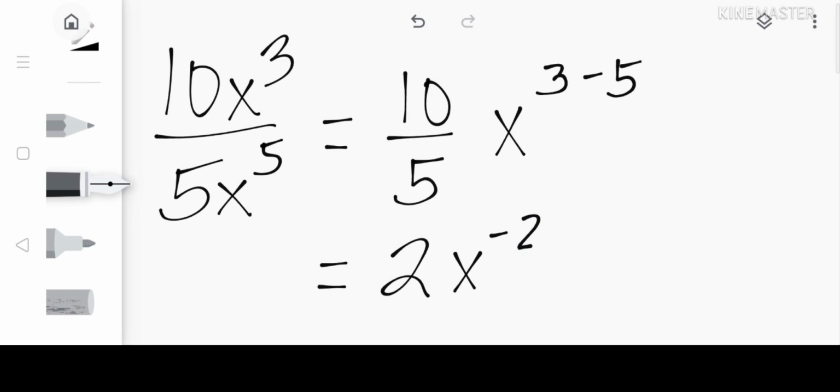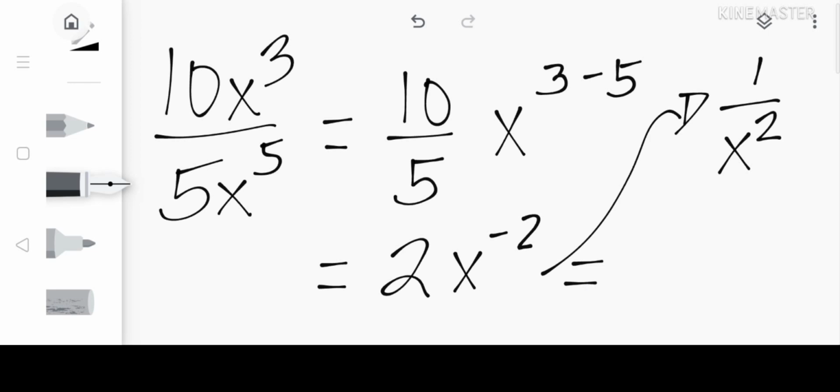So, sabi, pag monomial, bawal ang negative exponent. Pag nakita nyo na negative exponents, ang nasa literal coefficient natin, kunin nyo ang reciprocal nito. So, ang reciprocal ng x raised to negative 2 is 1 over x squared. Ibig sabihin, our final answer is 2 over x squared.